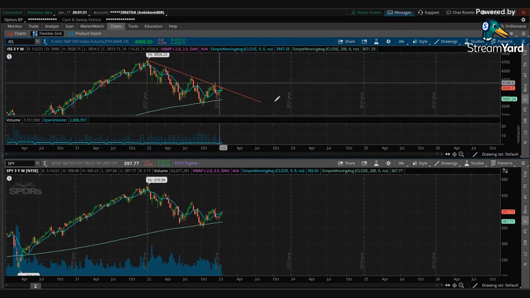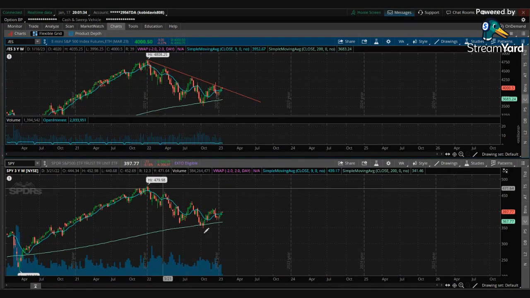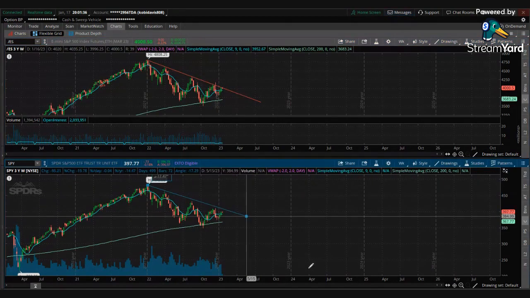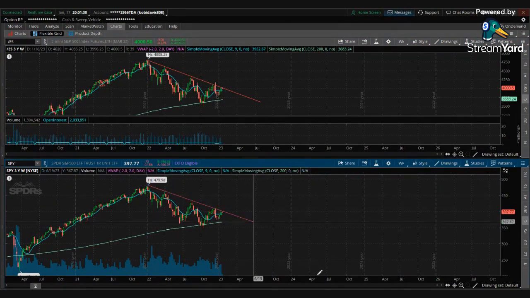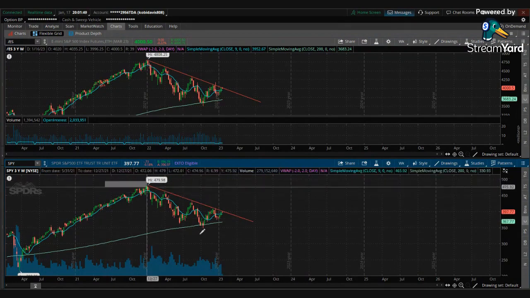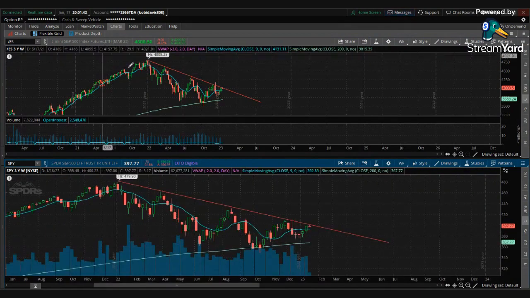So we got this trend line coming down here. Clearly can see that basically the same exact thing on SPY as well. You can mark that really quickly. So that's the first thing we see on the weekly, right? And then let's get into some levels.